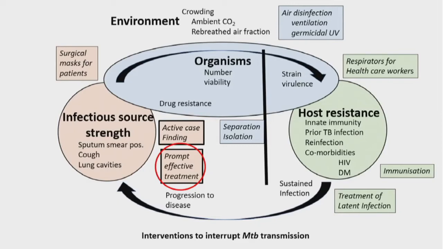I like this diagram as a way to put together the elements of transmission, beginning with the infectious source and moving through the environment to the host, and then back again through organism progression to disease. This particular version is designed to emphasize where interventions can take place. The one that I've highlighted is prompt effective therapy. And I will make the case that there's nothing you can do to stop transmission better than to identify the patient early and start effective therapy.